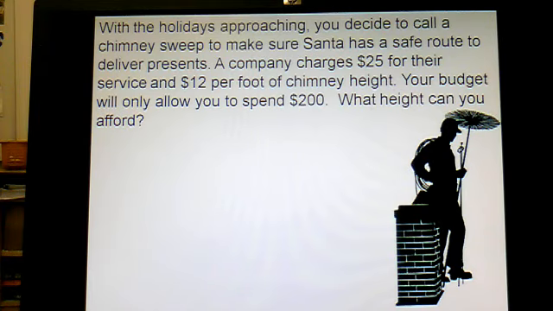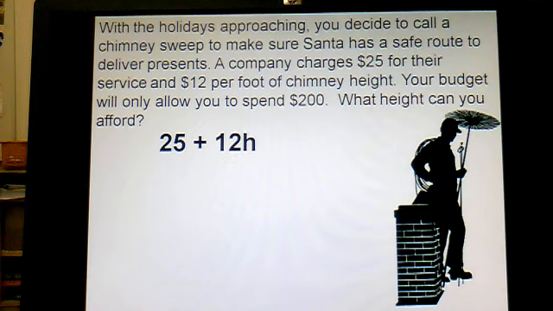Go back to the back of the page now. You got a chimney sweep question on there. So one of the last 2 I've got for you. Holidays are approaching. You decide to call the chimney sweep to make sure Santa has a safe route for delivery of presents. Very important thing. The company charges $25 for their service and $12 per foot of chimney height. In other words, the taller the chimney, the more it's going to cost. And your budget only allows you to spend $200. What's the tallest chimney you can afford?